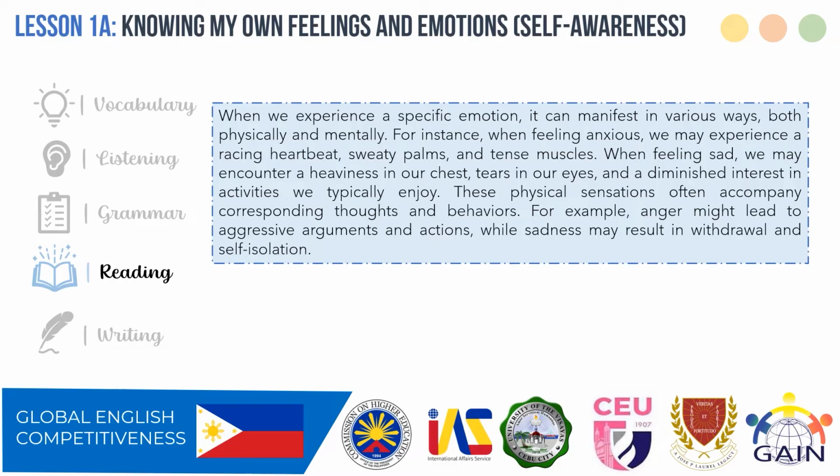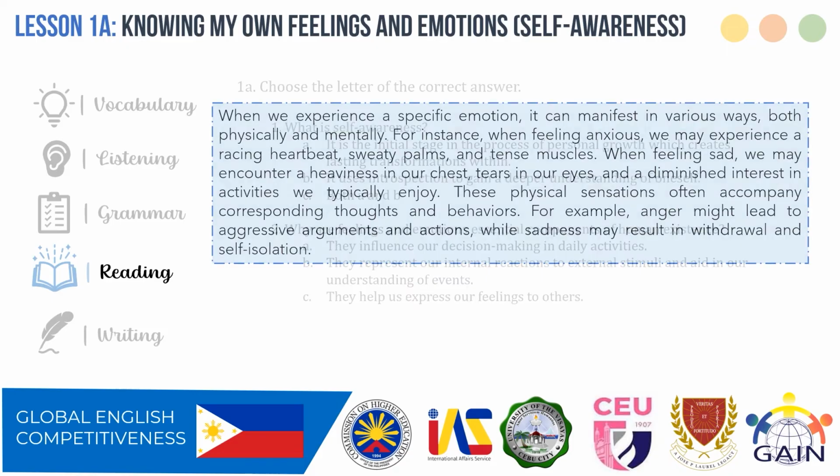For instance, when feeling anxious, we may experience a racing heartbeat, sweaty palms, and tense muscles. When feeling sad, we may encounter a heaviness in our chest, tears in our eyes, and a diminished interest in activities we typically enjoy. These physical sensations often accompany corresponding thoughts and behaviors. For example, anger might lead to aggressive arguments and actions, while sadness may result in withdrawal and self-isolation.